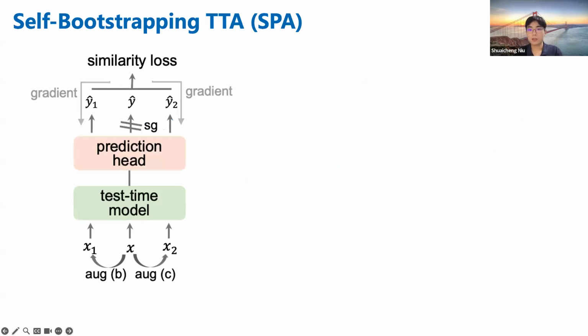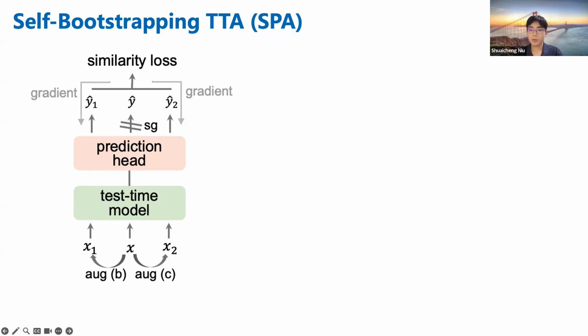To achieve this goal, in this work, we still build our method based on the general idea of consistency-based learning, but we extend it to a more unified, architecture-agnostic and task-agnostic self-bootstrapping TTA approach for versatile test-time adaptation. The overall pipeline is shown in the figure.